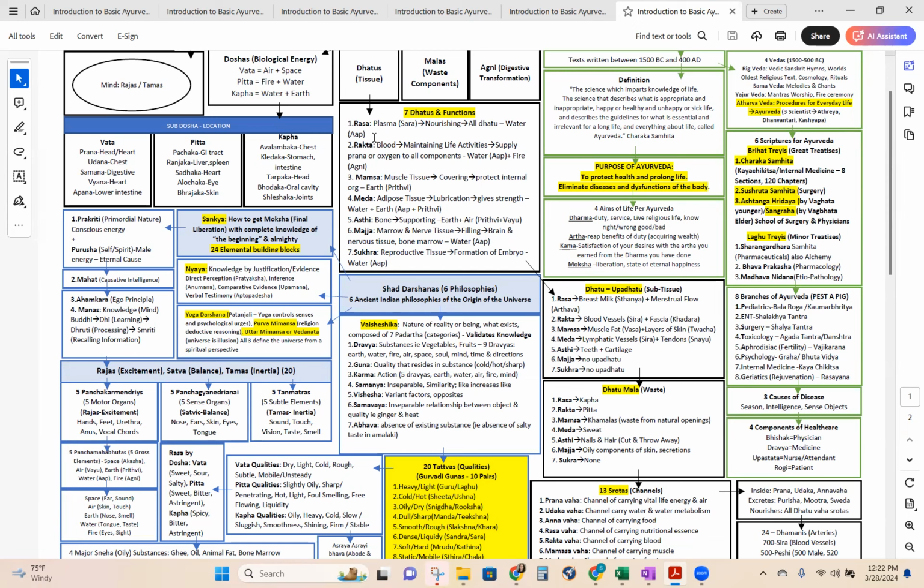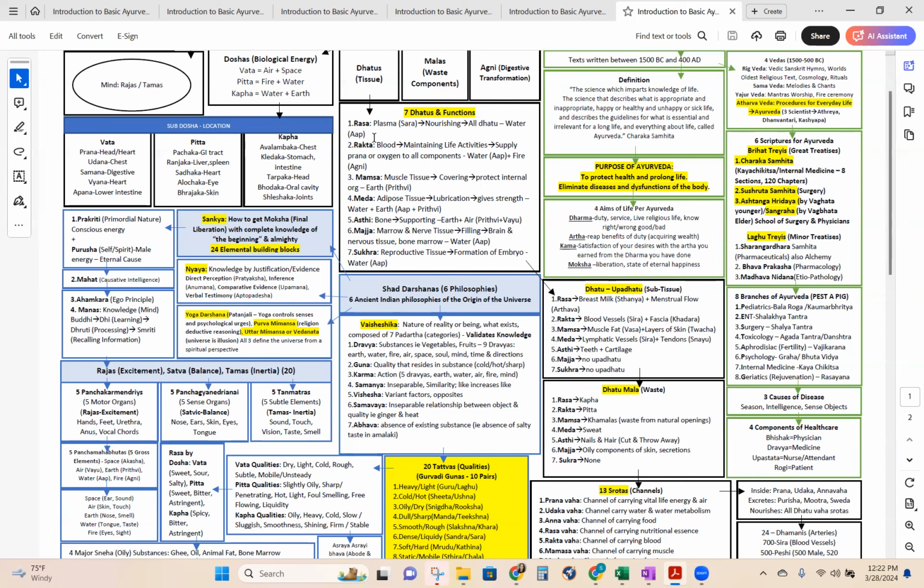Meda, the adipose tissue or the fat tissue, is lubricating and gives strength to the body. Made of water and earth, Ap and Prithvi. Asthi, the bone, is supporting for the body. Made of earth and air, Prithvi and Vayu. Majja, the bone marrow and the nerve tissue. It's filling, supports the brain and the nervous tissue and the bone marrow. It is made of water, Ap. Shukra, the reproductive tissue. It is for the formation of embryos and is made of water, Ap.